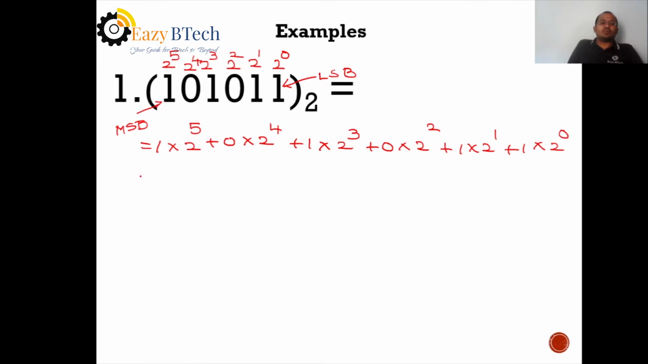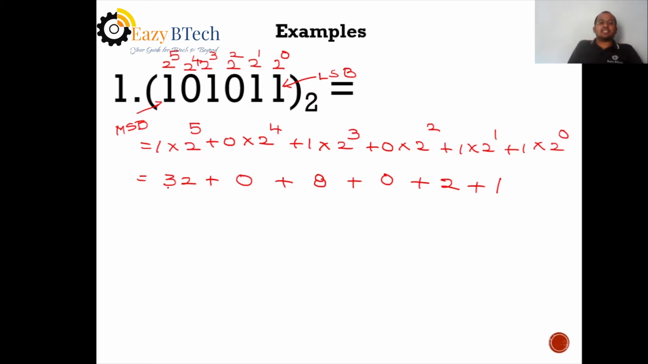So what is 2 power 5? So 2 power 5 is 32. 1 into 2 power 5 is 32, plus 0 into 2 power 4, anyway, it will be 0. So plus 1 into 2 power 3 means 8. So again 0 into 2 power 2 means 0. So plus 1 into 2 power 1 means 2. Plus 1 into 2 power 0, 2 power 0 means 1. So 1 into 1 is 1.